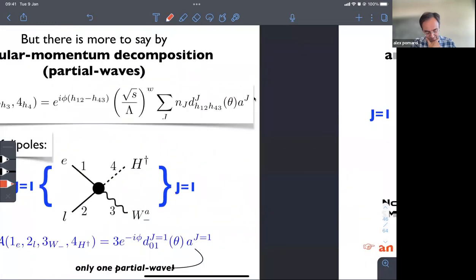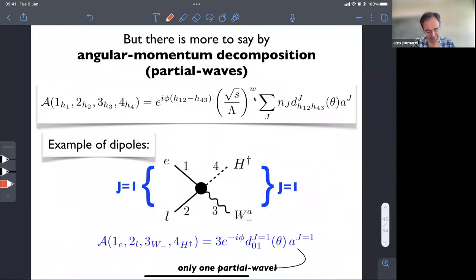Here is an example, the same example, the dipole. Two fermions coming in with a Higgs, interacting with a Higgs and a vector, and I can do a partial wave decomposition, let's say in the S channel.